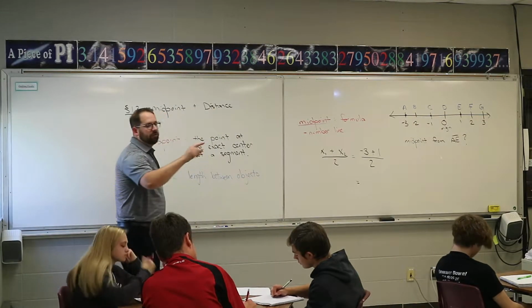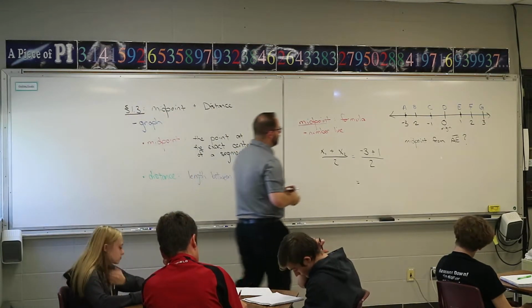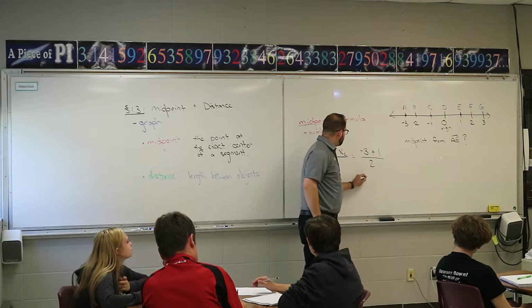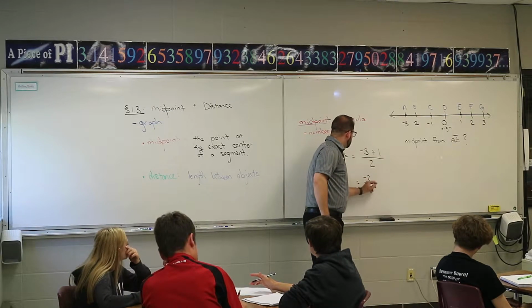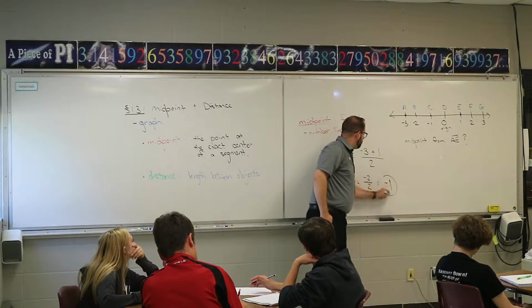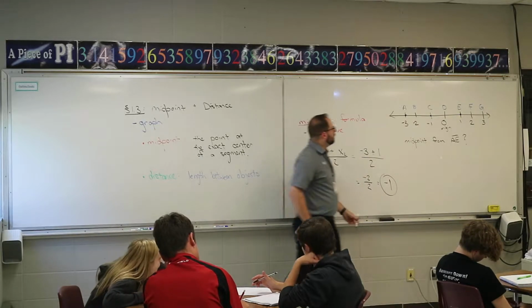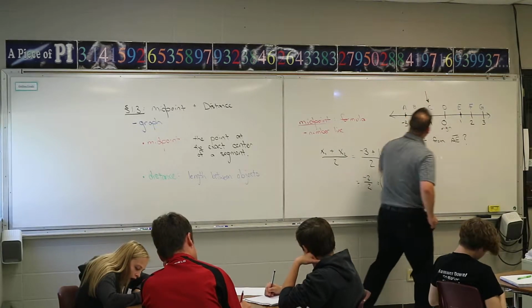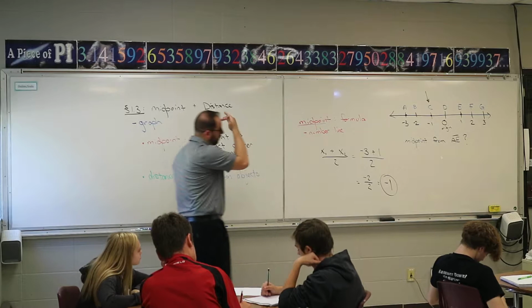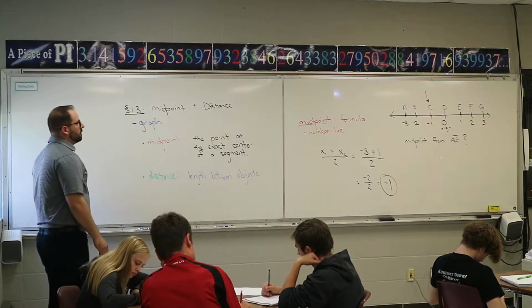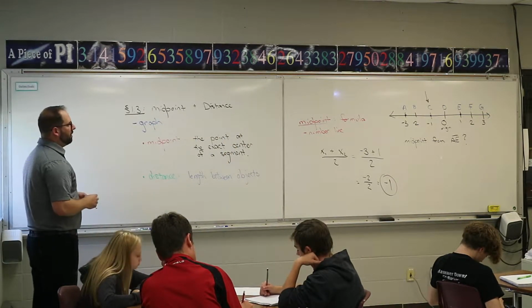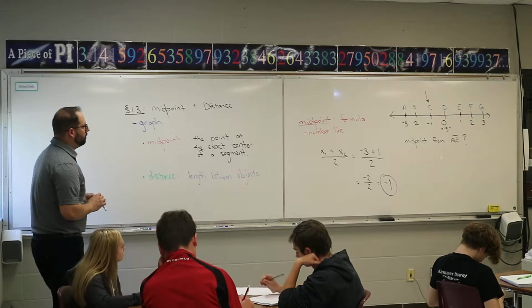So what's -3 plus 1? -2. Divide by 2. Boom. And that was the dot we said was the middle. We said this was the dot between. It was point C, or -1. That was the midpoint.